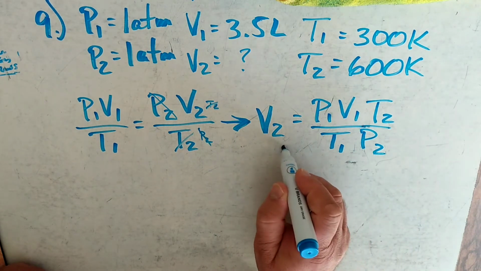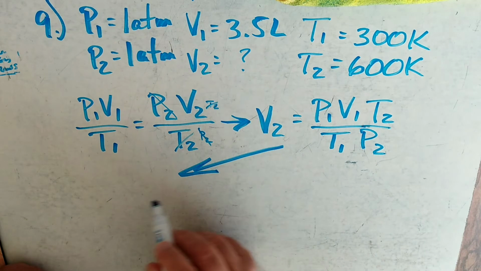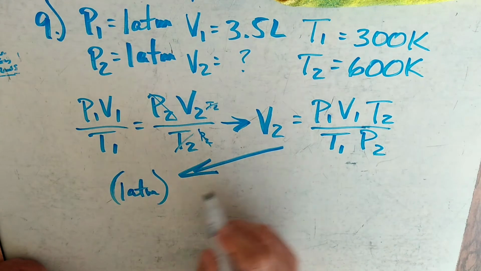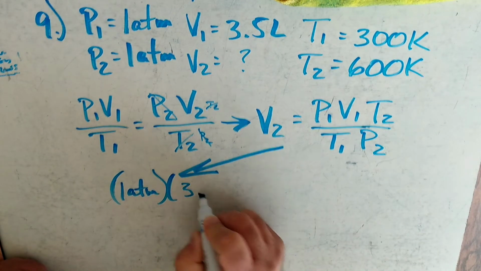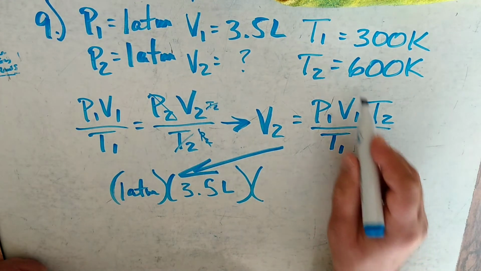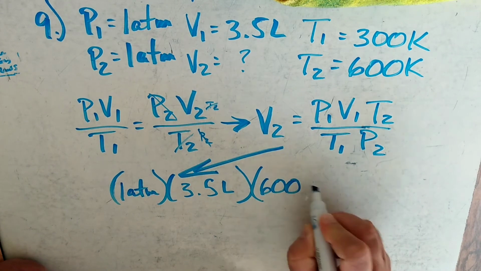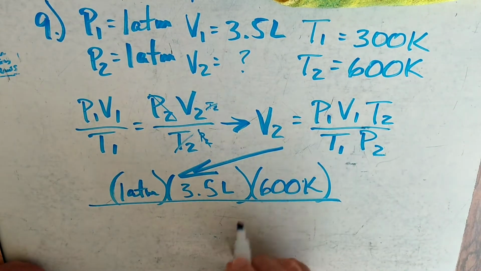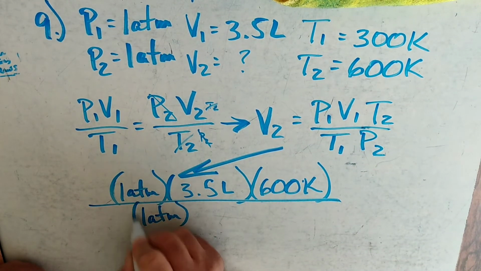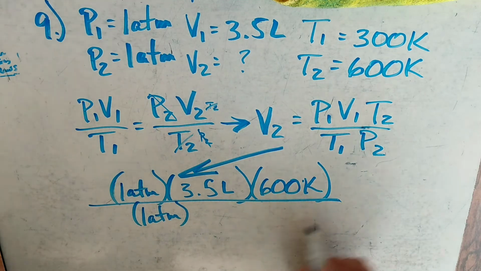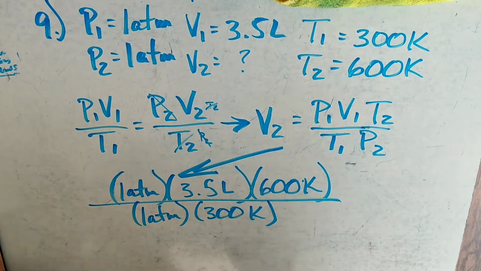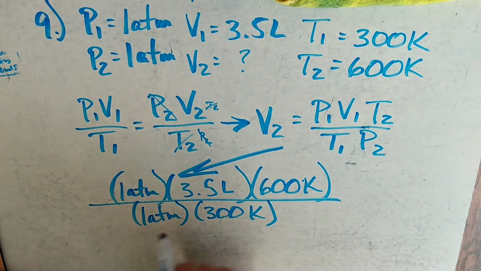So now let's just plug in the numbers. So I'm going to do that over here. Our P1, well, we know that was 1 atmosphere, times our V1, which was 3.5 liters, times T2, which was 600 Kelvin. All divided by, our pressure again is 1 atmosphere because it was a constant, and our initial temperature was 300 Kelvin.